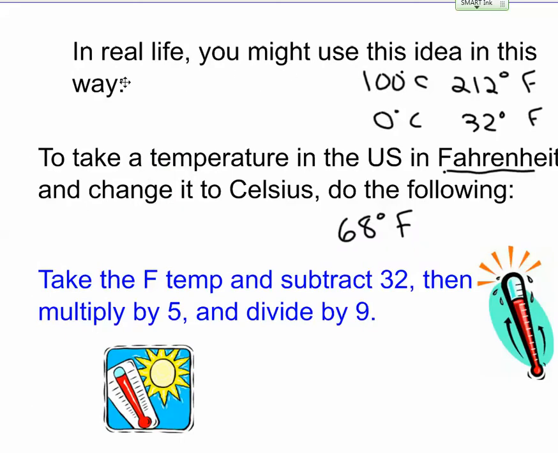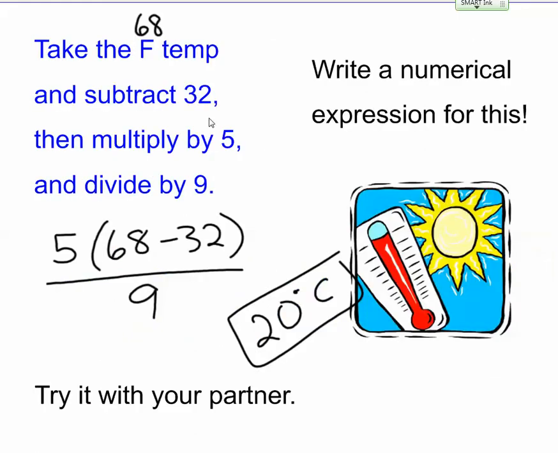In real life, you might use this idea in taking temperatures that are in the United States in Fahrenheit degrees and changing them to Celsius. So if I told you the words, take the Fahrenheit temperature and subtract 32, then multiply by 5 and divide by 9, you can translate that into a mathematical numerical expression. So let's say it's 68 degrees today in California, and I want to know what would that temperature be in Vienna.